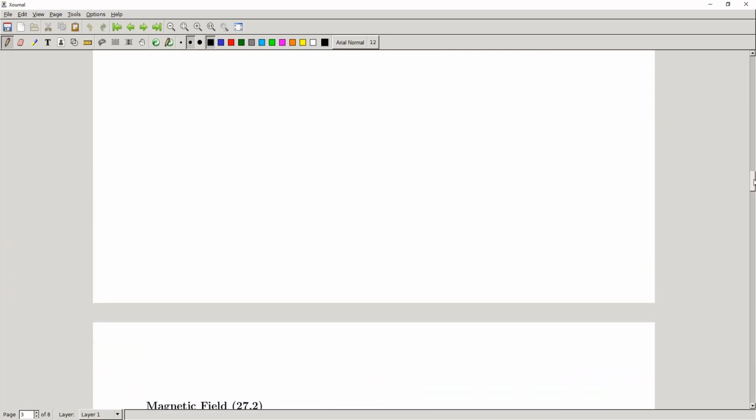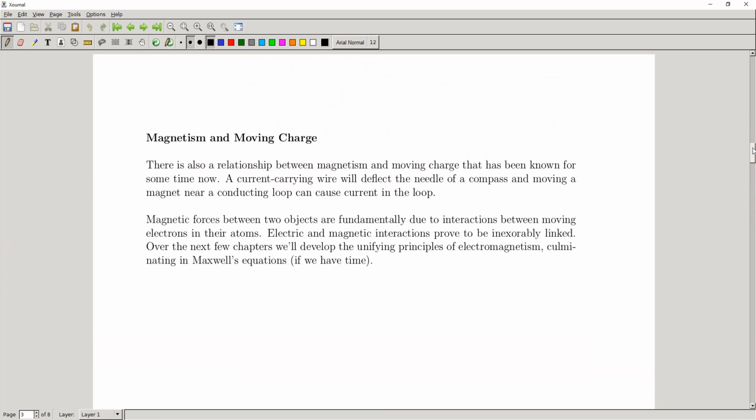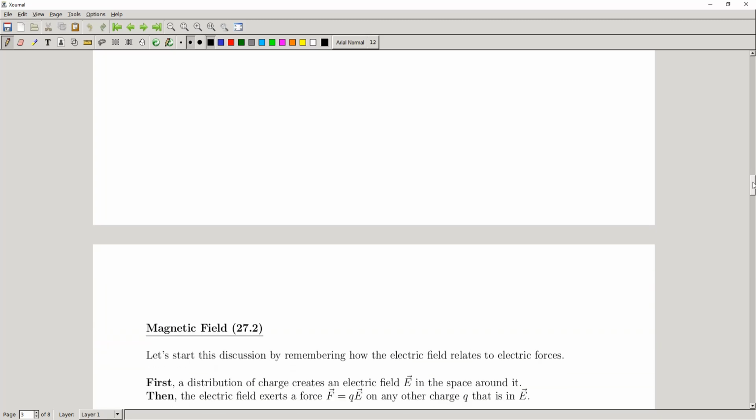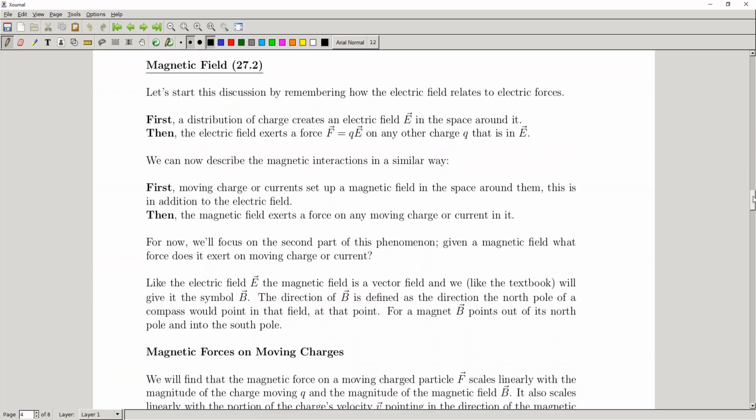Okay, so we're going to talk about it in the beginning of 27.2 here, but basically we're going to have this idea of electric and magnetic interactions being connected to one another. As I said, we're going to build this idea up over the next several chapters, and this is eventually going to culminate in Maxwell's equations if we have time to get to them. But before we do that, we're going to delve deeper into just magnetism on its own, and that's what we're doing here in chapter 27.2.